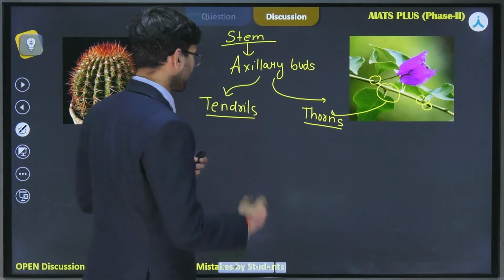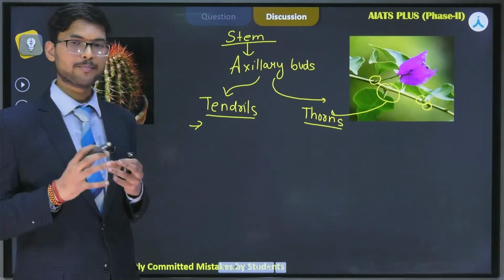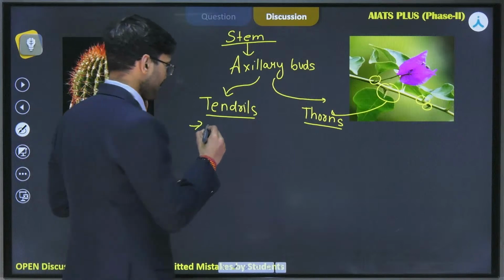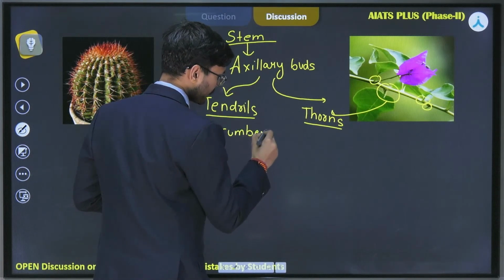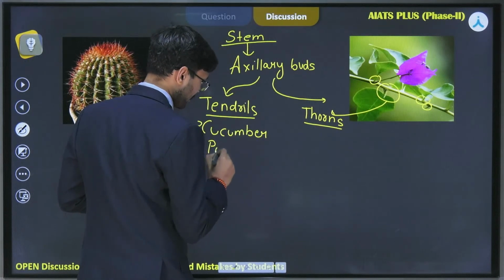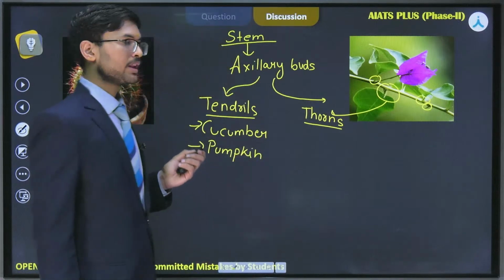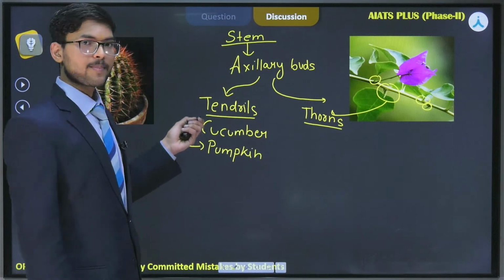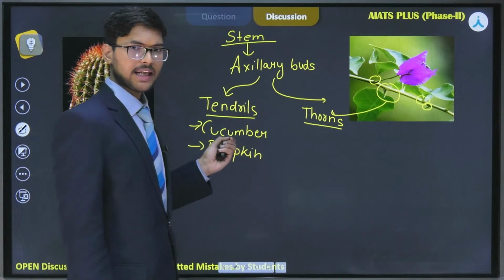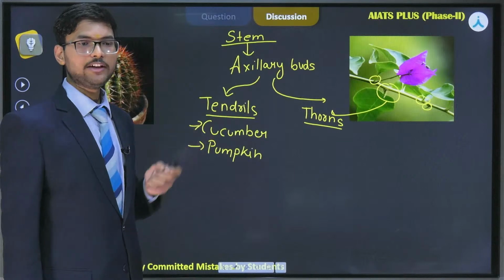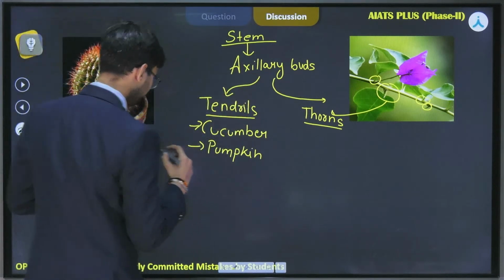You can see these structures in the gourd family, like cucumbers, pumpkins, watermelons. So here the examples will be cucumber, pumpkin, and watermelon. Okay. So these structures can be seen in case of stem modifications. Now similar kinds of structures can be seen in case of leaf modification as well. So in case of leaf modification you will find tendrils.